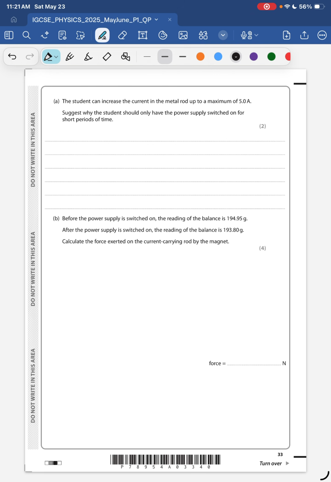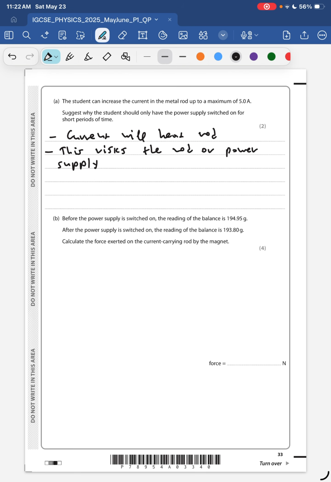Okay, so the problem is that the current will heat the rod. So current will heat the rod. That's the problem. So this risks the rod or power supply overheating and causing burns. Okay, B.